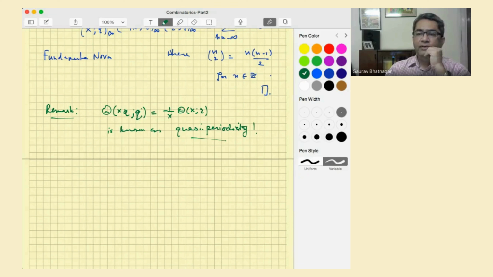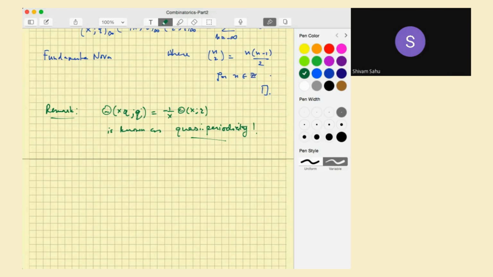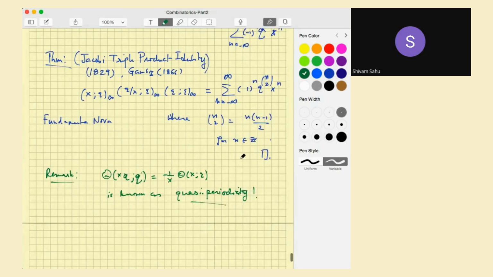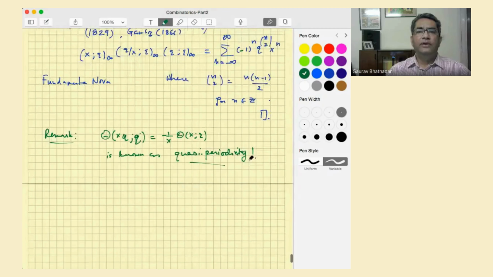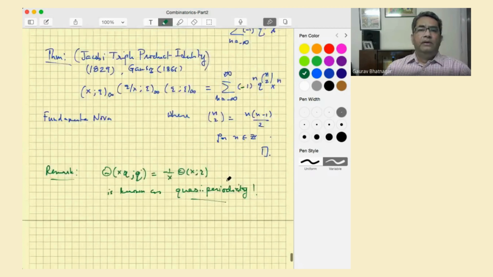Shivam, you have a question? Professor, I think we are missing a minus sign there above in the identity. Could you scroll up? Yeah, there. I think here minus should be minus. Yeah. Okay. Now it's okay. All right.